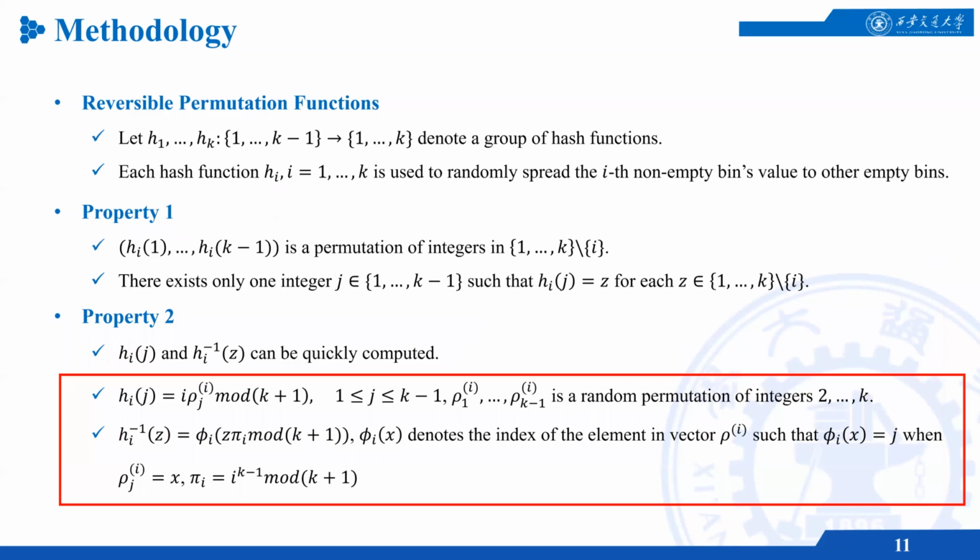The detailed computations of functions h1 to hk and their inverse functions are shown in the right frame. For each function hi, it maps integers from 1 to k minus 1 to integers from 1 to k, and it is used to randomly spread the ith non-empty bin's value to other empty bins. The reversible permutation functions have 2 properties. First, the functions hi1 to hi(k-1) form a permutation of integers from 1 to k except i. Second, based on the computation of the functions, each function hij and its inverse function can be quickly computed.